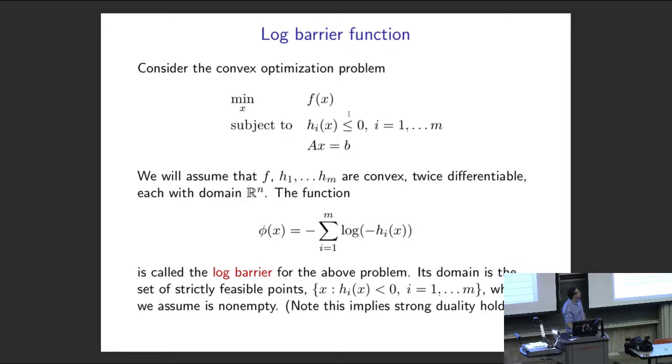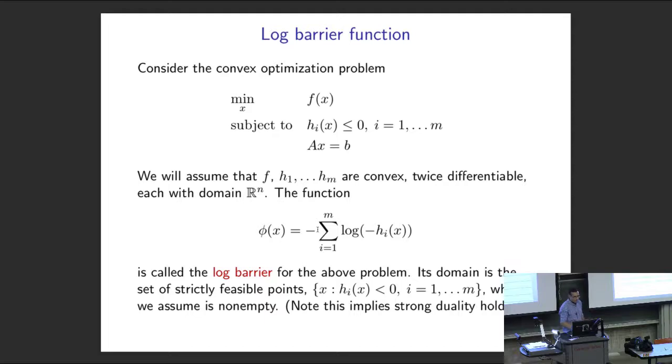So associated with this problem, we can define a function phi that we call the log barrier. The log barrier is defined as the negative sum of the log of negative h_i of x. So I take all of the inequality constraint functions, and I negate them because, for feasible points, they should be negative, so I have to negate them to pass them to log. Otherwise, this wouldn't make sense. I add them all up, and I take the negative. And I'm going to motivate this in just one slide, so we'll see where this comes from.